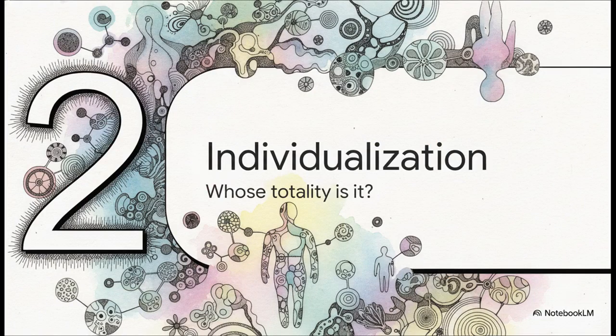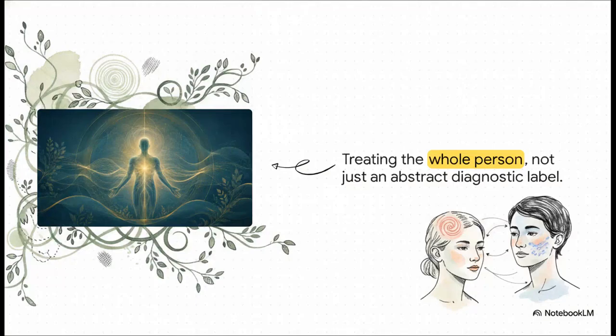And that perfectly transitions us over to the second pillar of our blueprint: individualization and totality. So if the first pillar was all about asking what pattern matches, this one is firmly anchored by the core question: whose totality is it? Within this specific framework, simply knowing a patient's medical diagnosis just isn't enough. Think about it for a second. 2 people could walk in with the exact same diagnosis, say eczema, or maybe a severe migraine, but they're going to experience that illness in entirely different ways, right?